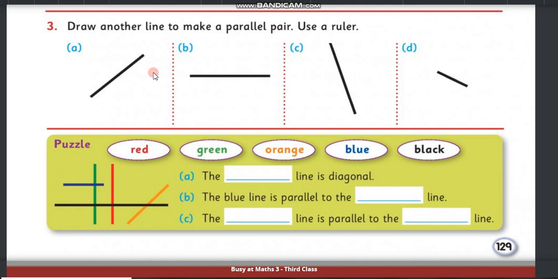Now, if we're going to draw another line that's parallel, we must remember that at each point along the line, they'll be the same distance apart. So it's very important when you're drawing lines that are parallel, don't just take your ruler and line it up alongside it, measuring with your eye.